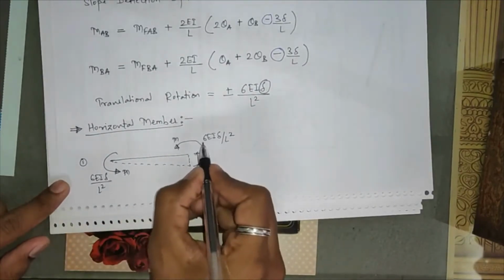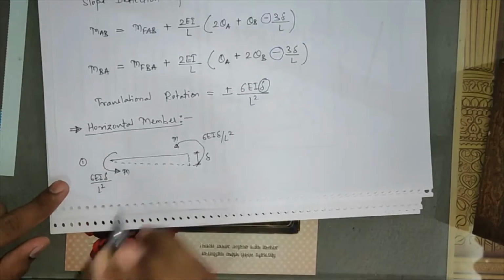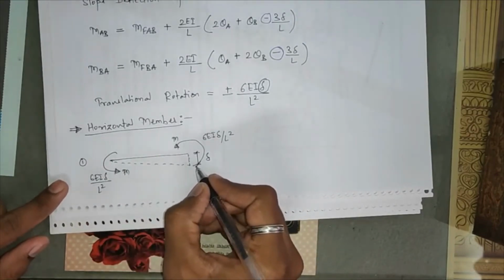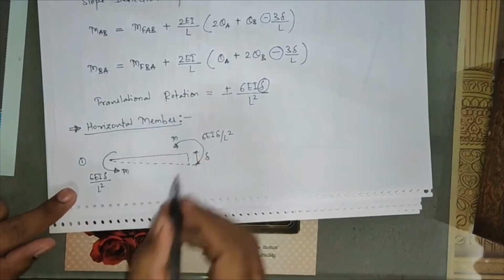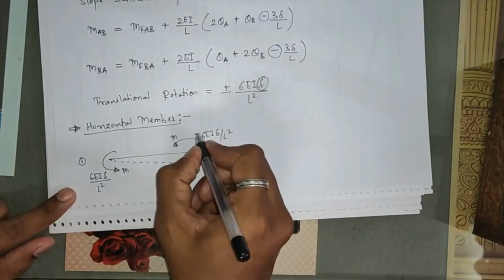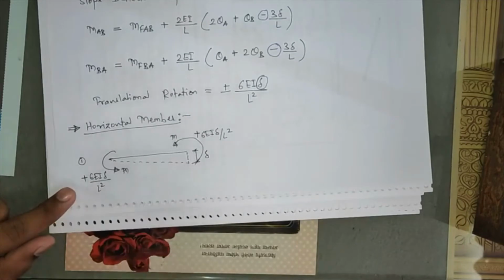Now what does our sign convention say? If this rotation comes in an anti-clockwise manner, treat it as positive.